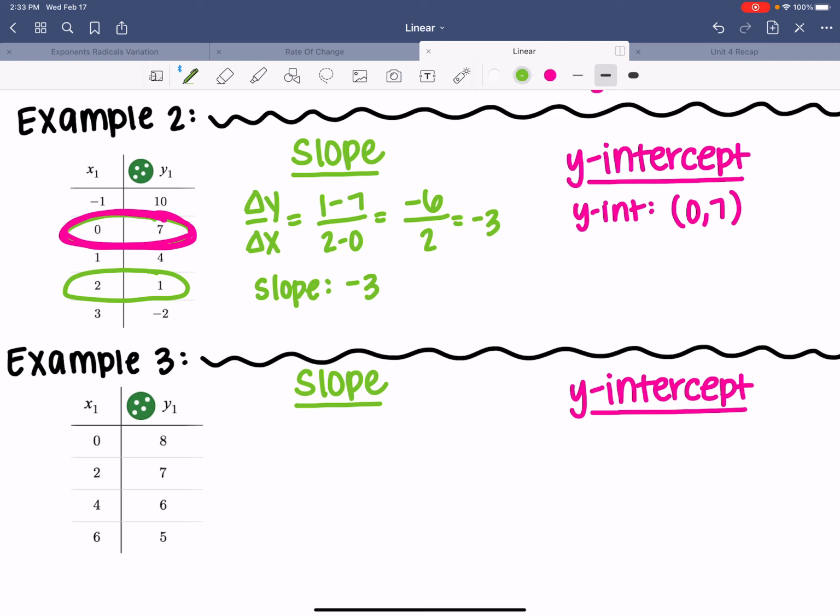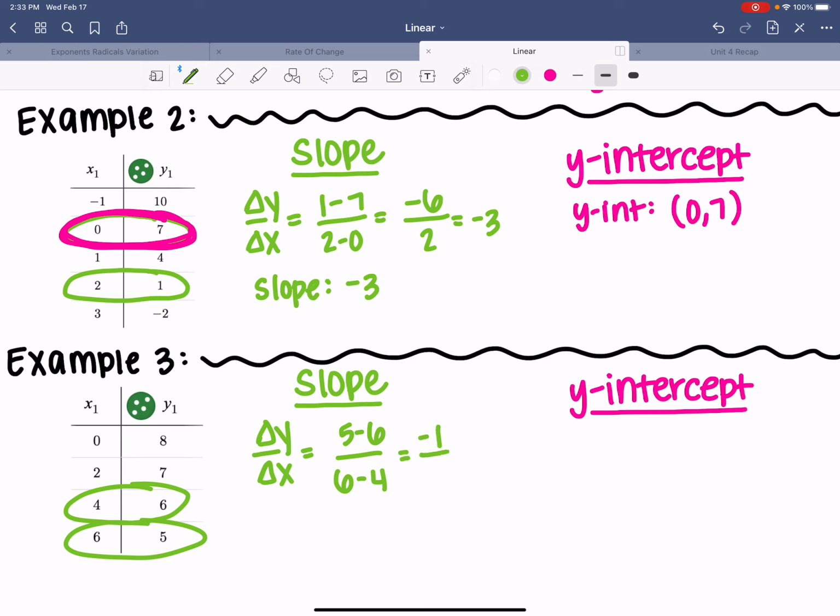In example 3, to find the slope, the change in y over the change in x, we can pick any 2 points. So I could pick the last 2 points. Subtract the y's, so 5 minus 6. Subtract the x's, 6 minus 4. So 5 minus 6 is negative 1. 6 minus 4 is 2. So our slope is just negative 1/2. I can't simplify that anymore.